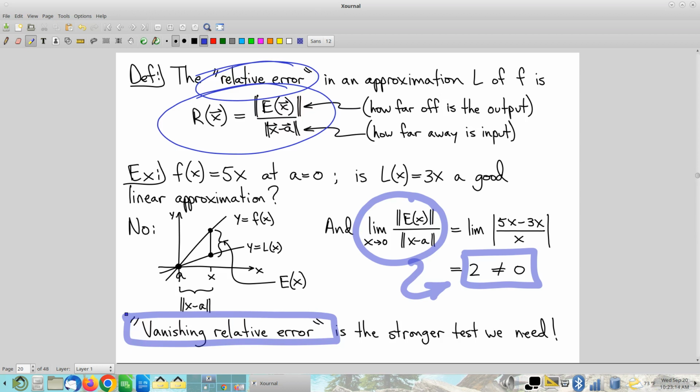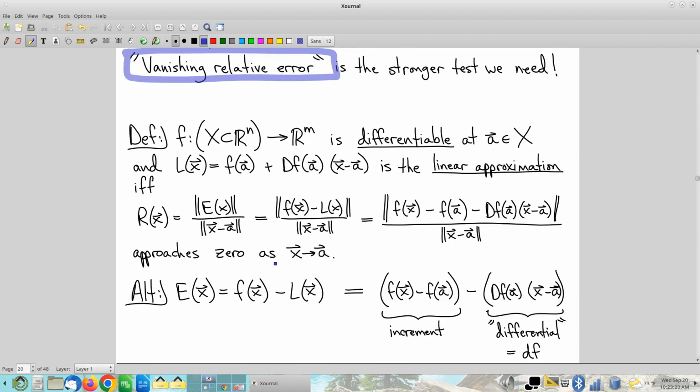Okay, and I put this switch off. There we go. So this is where we left off last time, and picking up from there, I'm going to point out that that's where this big, bulky, scary-looking definition comes from. This expression here. This is just a way of saying vanishing relative error. That's all it is.